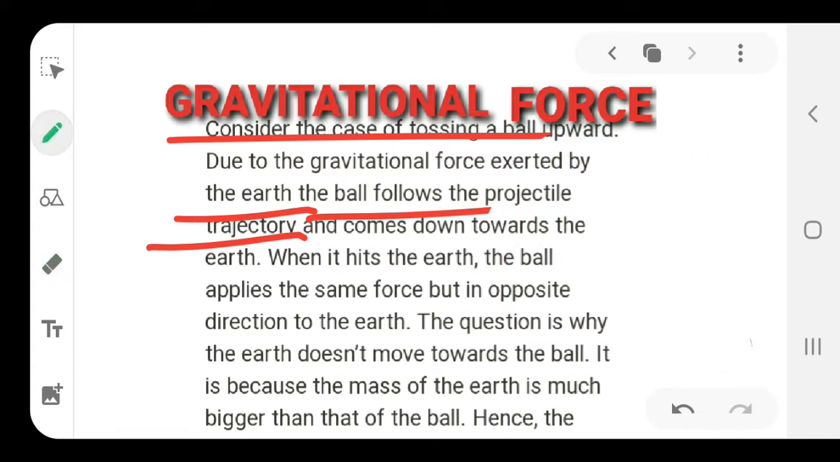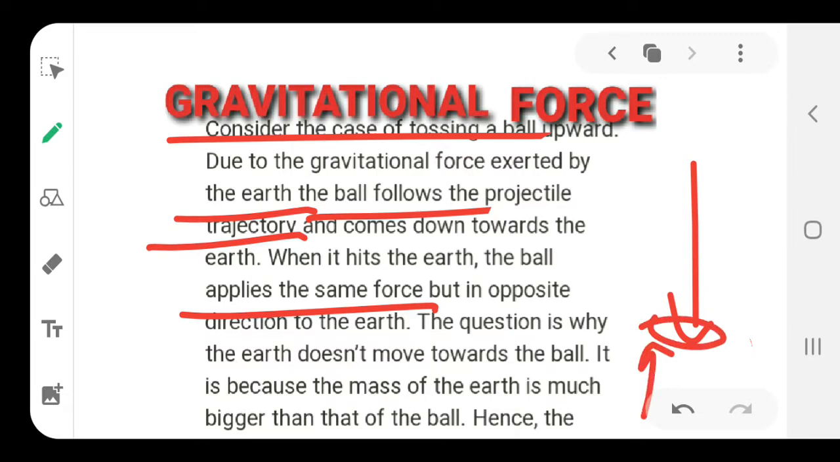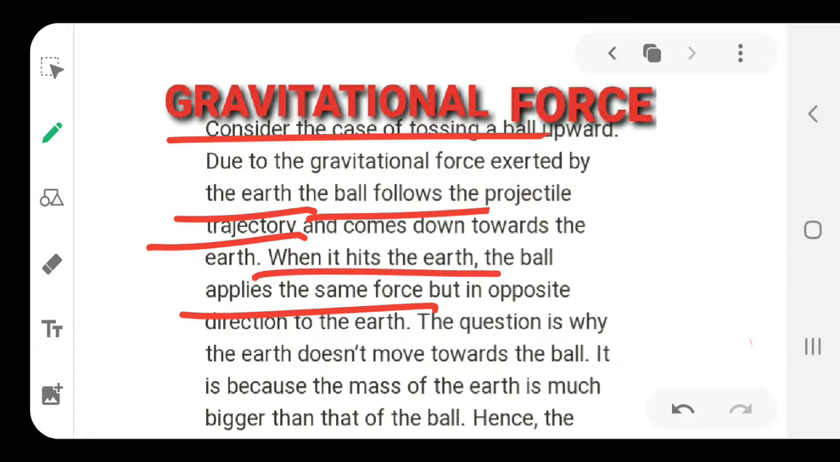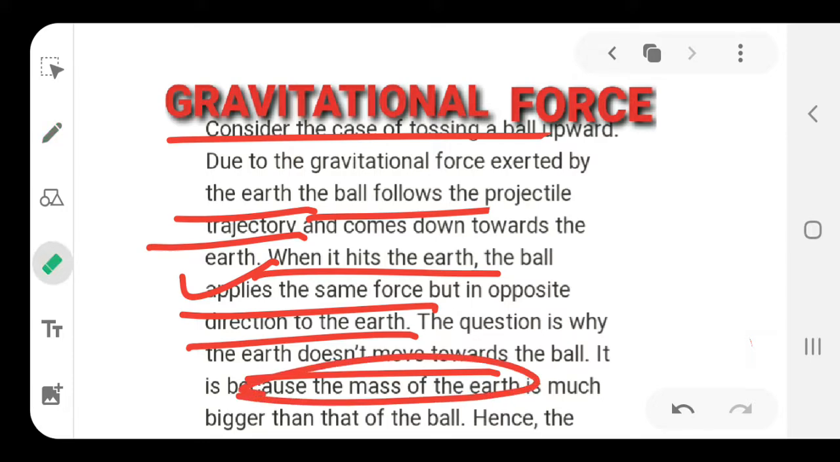The question is, if the ball is coming back to earth, then why does the earth not go towards the ball? Sometimes you might ask why only the object falls to the earth, why not the earth goes towards the object? Though some of you might know the answer, for the other people to get clarification, you just see that when it hits the earth, the ball applies the same force, but in the opposite direction. Then the question is, why won't the earth move towards the ball? Because there is a huge difference in the mass of the earth and the ball.